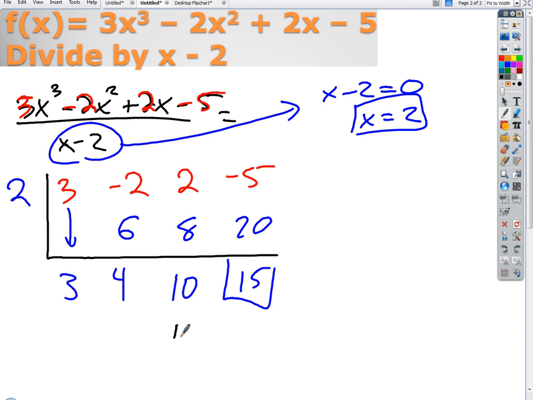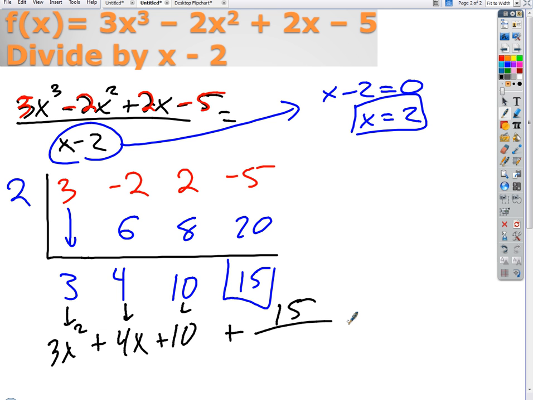So we drop those down and those become the coefficients. So this looks like 10. This one becomes positive 4x. And this one becomes positive 3x squared. Okay, so those are the coefficients in order. And then what do you suppose this is? That's the remainder. So we're going to get plus 15 divided by x minus 2. Quick and easy compared to the long division one, isn't it? That's only if the power of x is 1 on the bottom. If it were x squared or x cubed or something, you'd have to do the other way, polynomial long division. Okay? Make sense?